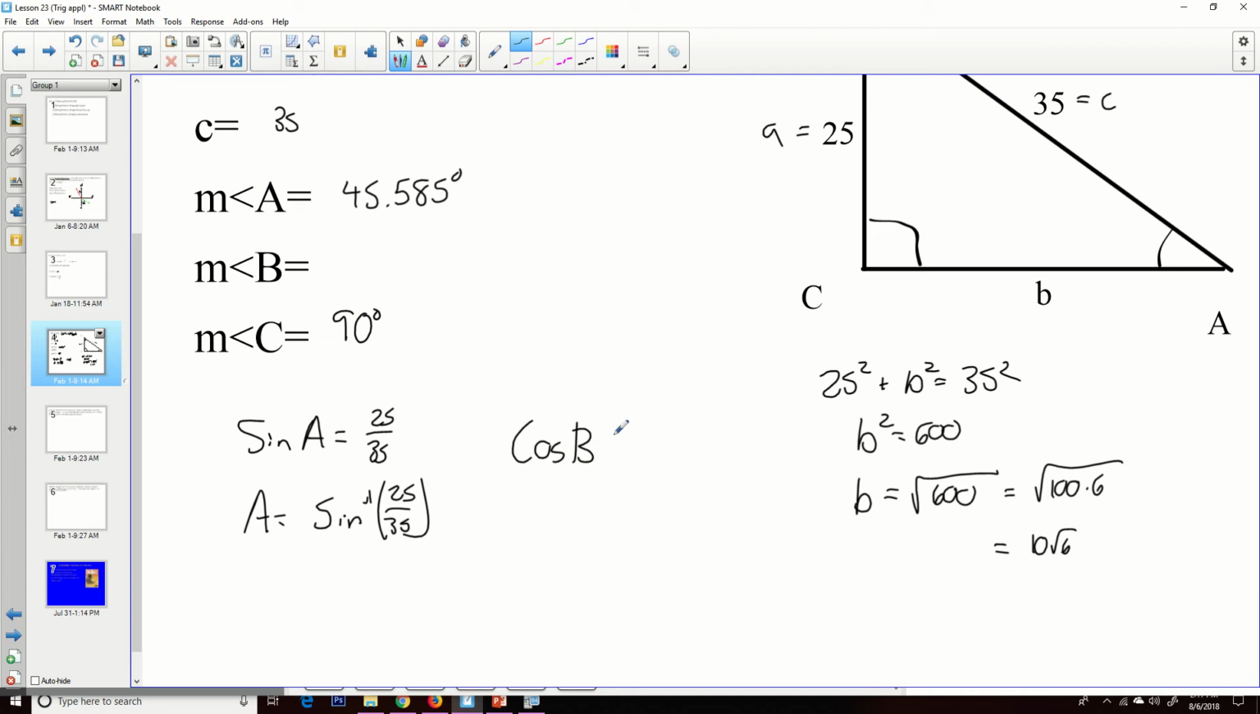Cosine of B is equal to 35. Oops, did that wrong. Let's get it right. Cosine of B is equal to 25 over 35, and by the same method that we did over here, B would equal the arc cosine of 25 over 35.